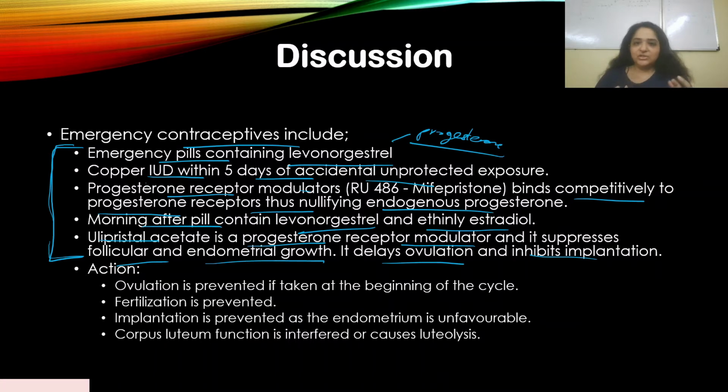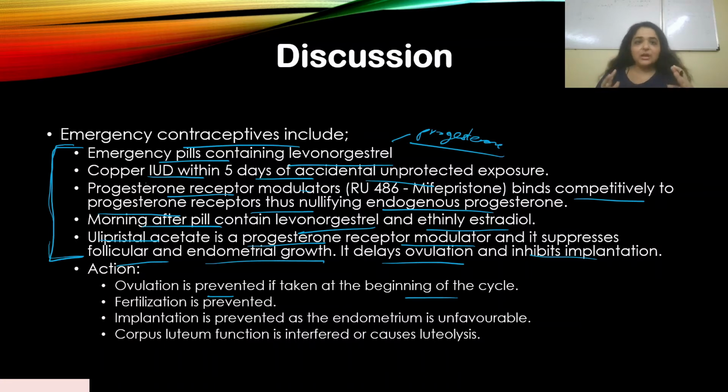The high amount of progesterone and estrogen levels in your body tend to suppress ovulation. So ovulation is prevented if taken at the beginning of the cycle. The feedback loop is being affected in this way. It's not allowing ovulation to happen, so fertilization is prevented. If ovulation is not happening, then obviously there will be no pregnancy. At the same time, copper IUD or copper ions avoid fertilization; they do not affect ovulation, but they affect fertilization.